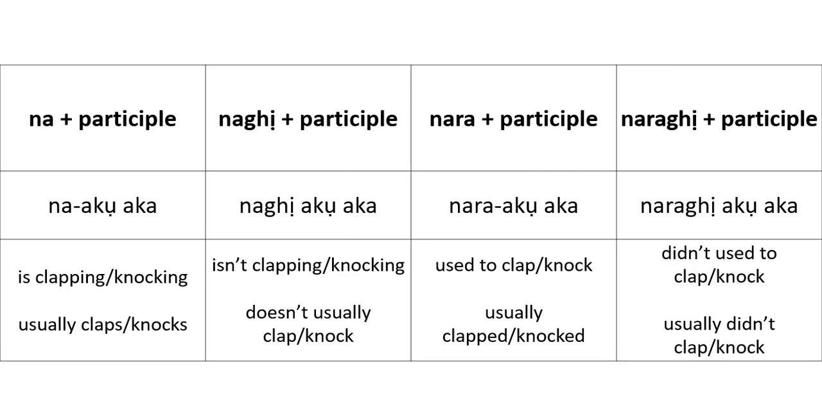Na-akụ aka is clapping or knocking, usually claps or knocks. Naghị akụ aka isn't clapping or knocking, doesn't usually clap or knock. Nara akụ aka used to clap or used to knock, usually clapped or knocked. Naraghị akụ aka didn't used to clap or knock, usually didn't clap or knock. Na-akụ aka, naghị akụ aka, nara akụ aka, naraghị akụ aka.